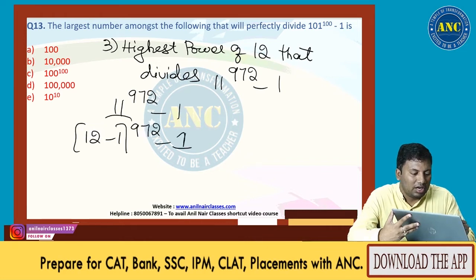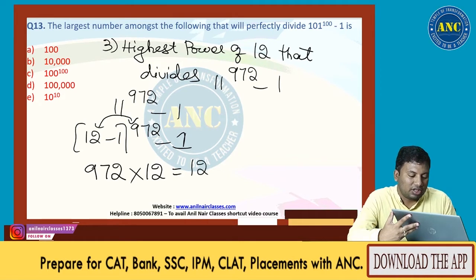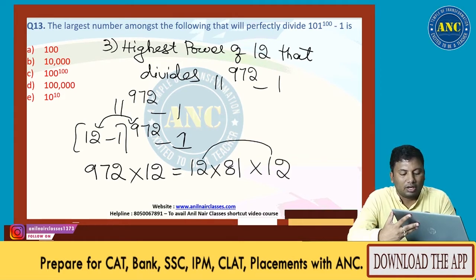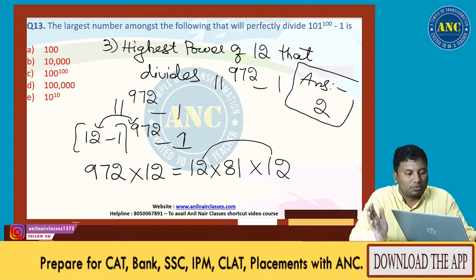Already I told you, the answer is directly the power into the first term in the bracket. 972 into 12. 972 is nothing but 12 into 81 into 12, so 12 into 12, 12 square. Answer for this question is 2. I hope the idea is clear.